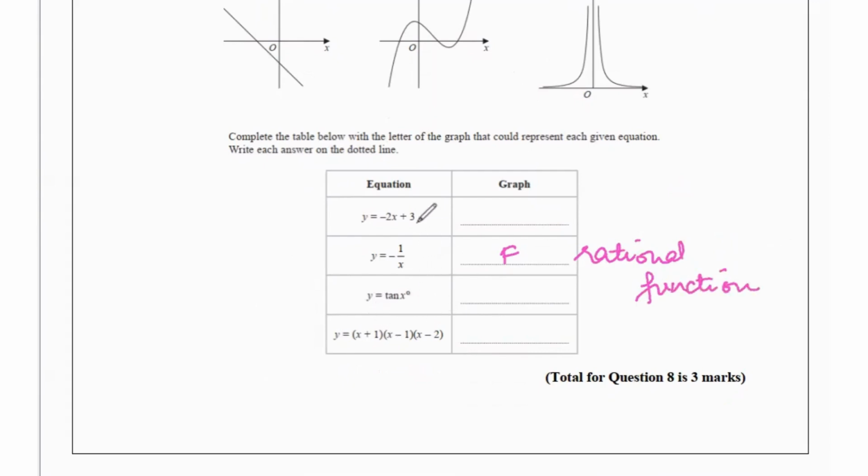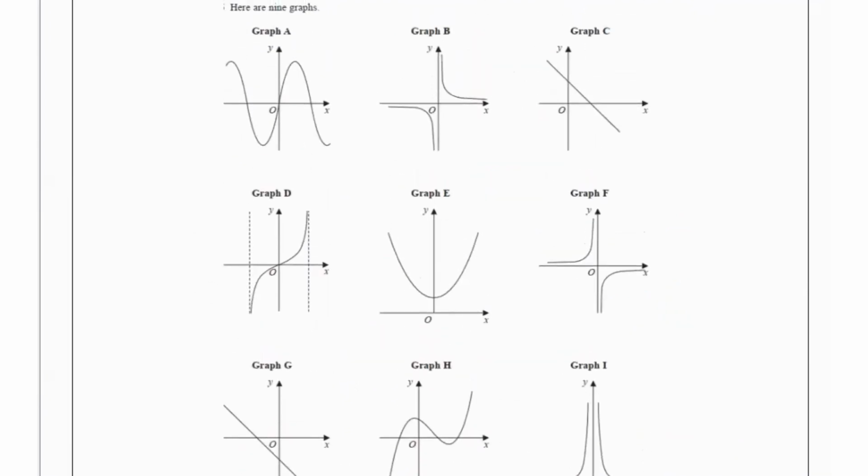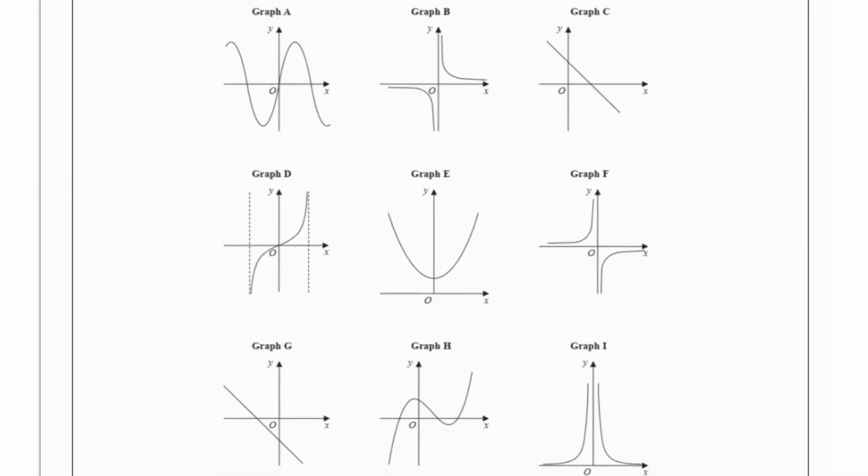The next is y equals tan x. That's a trigonometric function. For tan x, that's graph D. Graph A is your sine x function. This is tan x. Remember, for tan, it's going to be like this, where you have asymptotes. Asymptotes are lines that your graph does not pass through. Whereas for the sine function, you will always start from 0, reach a maximum value of 1, then go back to 0, then reach a minimum value of negative 1, and then repeat the cycle.